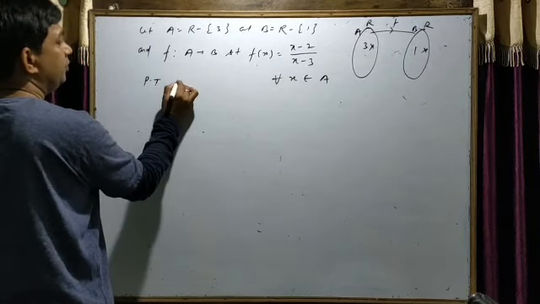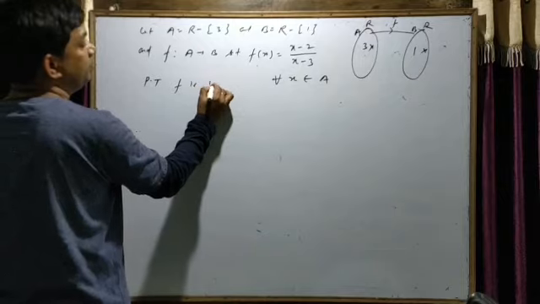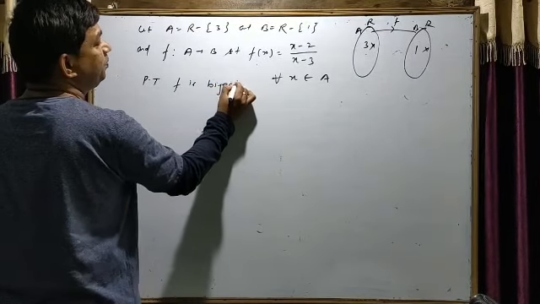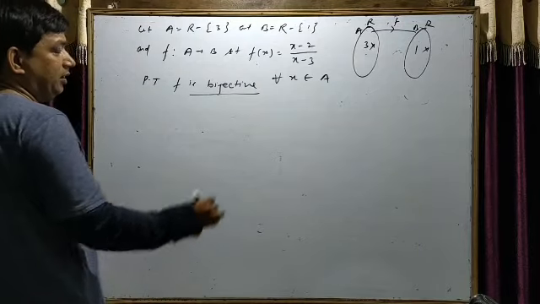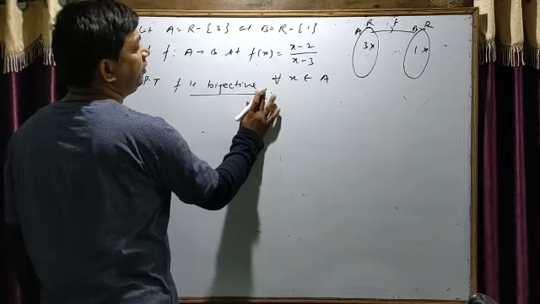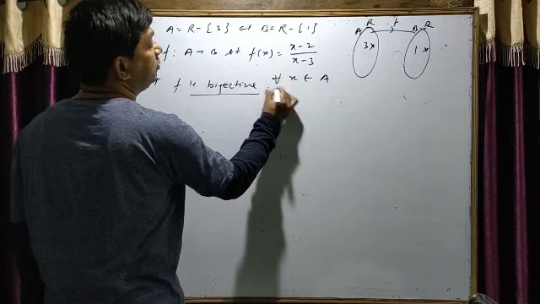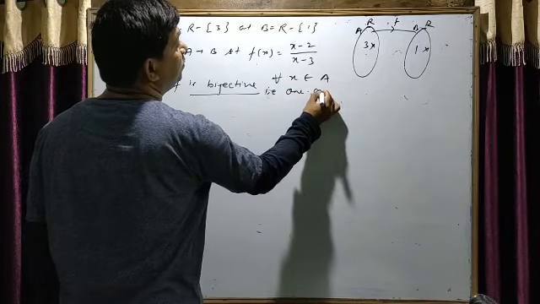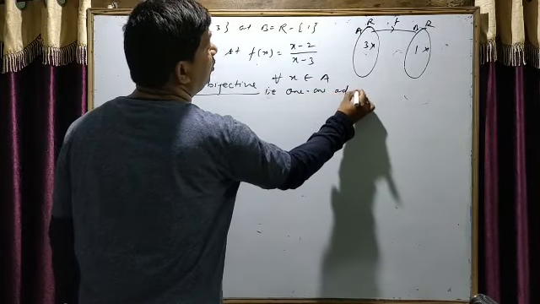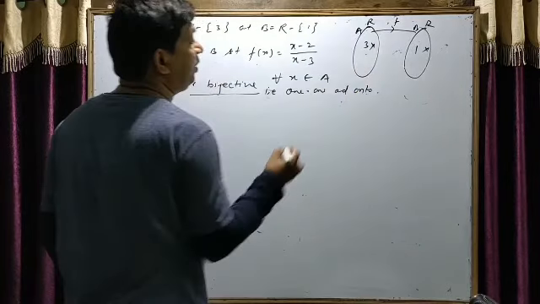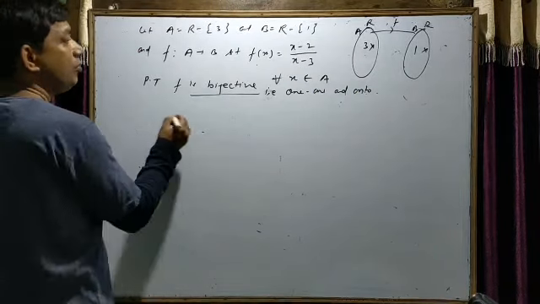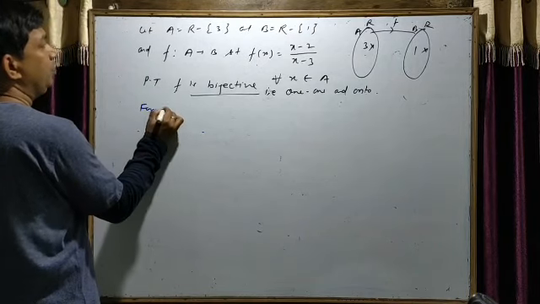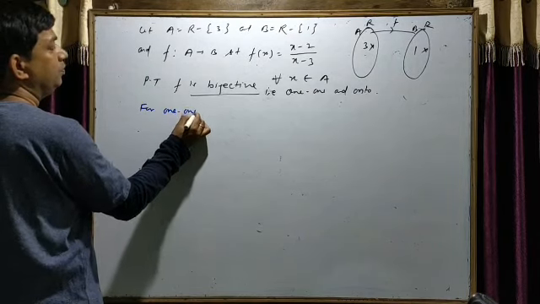Prove that f is bijective. Bijective means 1-1 and onto. That is, we have to prove it is 1-1 and onto. Now for 1-1.